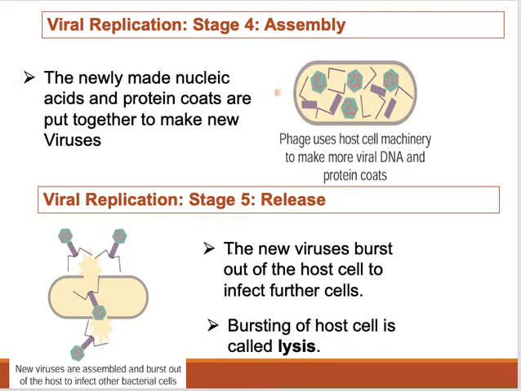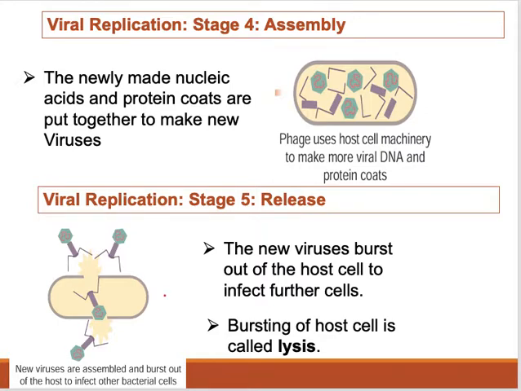Stage 4 then is called assembly, and as you might be able to work out from the title, the DNA and the protein is put together to make a new virus. So put all of these little bits of DNA together with all the proteins, and you will have new viruses. And finally, stage 5. What happens in stage 5 is release.